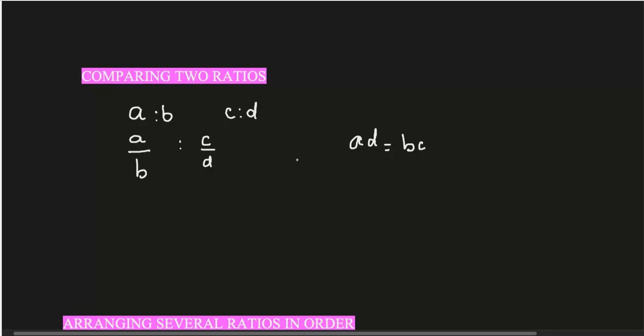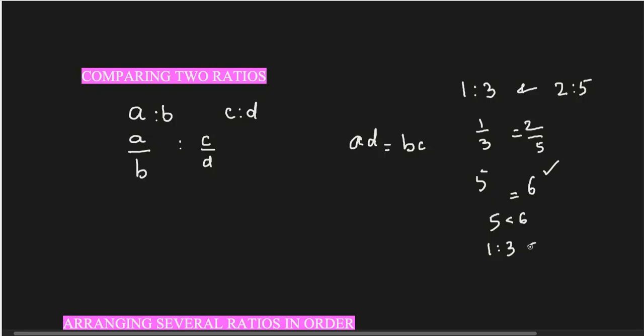So for example, 1:3 and you are comparing 2:5. So which ratio is greater? How will you know which fraction is greater? You have to write 1/3 and 2/5 and you will cross multiply: 5 into 1 is 5, 2 threes are 6. Which one is greater? This one is greater. So that means 5 is lesser than 6. So you have to write here 1:3 is lesser than 2:5. Got it? This is how you compare two ratios.